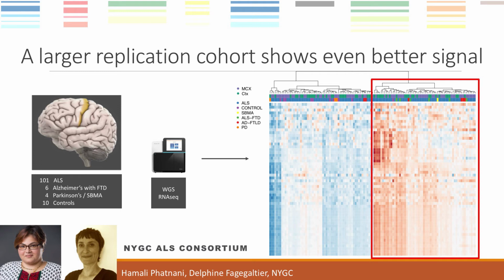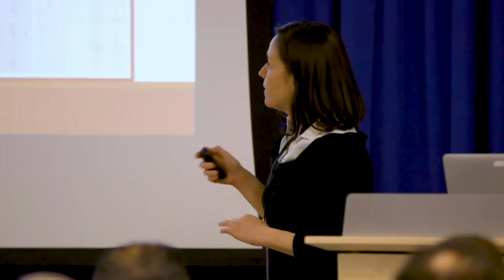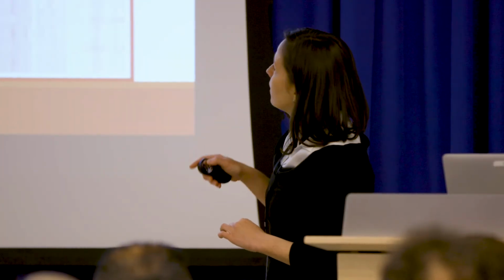So this is, again, motor cortex. There's a whole bunch of other tissues. They have so much data that we're still trying to churn through, but we were really quite pleased to see that this replicates in a larger cohort.